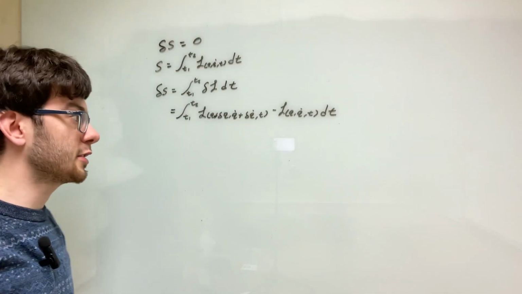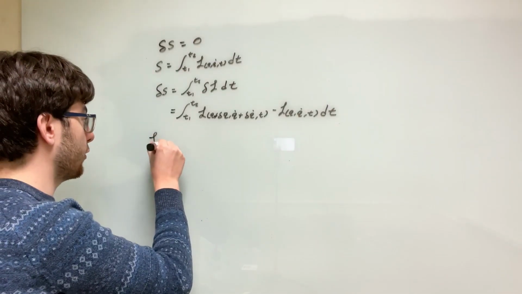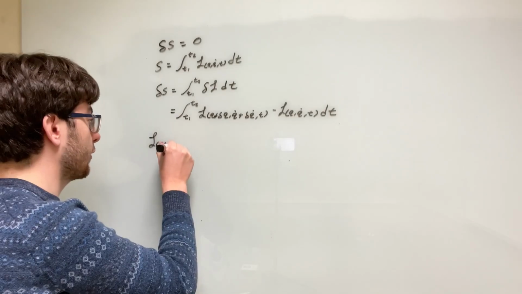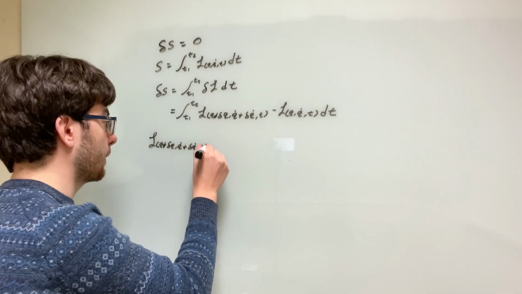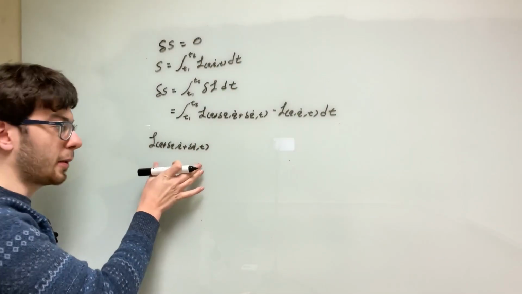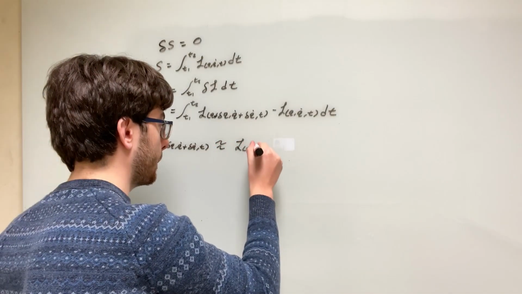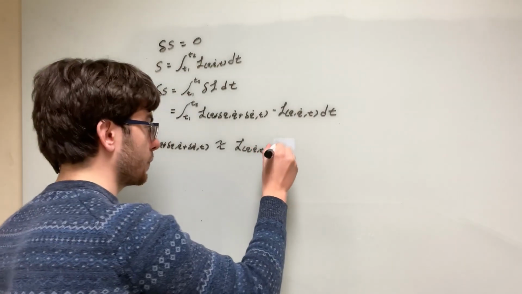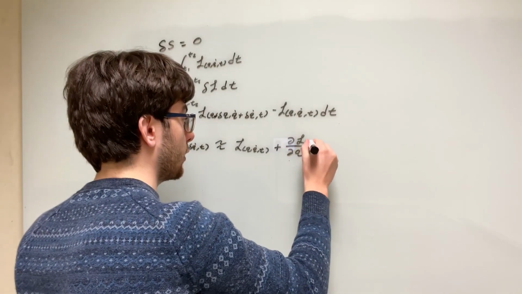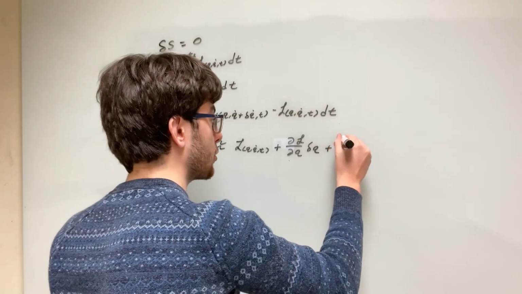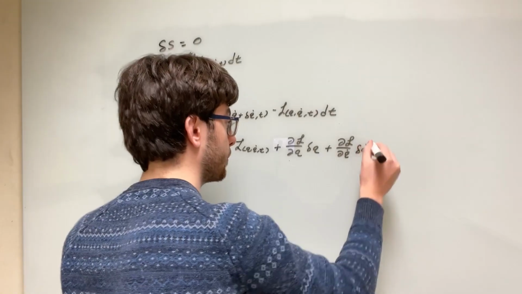We can then use Taylor series to get a first-order approximation of the Lagrangian of the possible paths. So using Taylor series, we get that the first-order approximation of the Lagrangian of the possible paths is the Lagrangian of the true path plus the partial derivative of the Lagrangian with respect to q times the variation in q plus the partial derivative of the Lagrangian with respect to q dot times the variation in q dot.